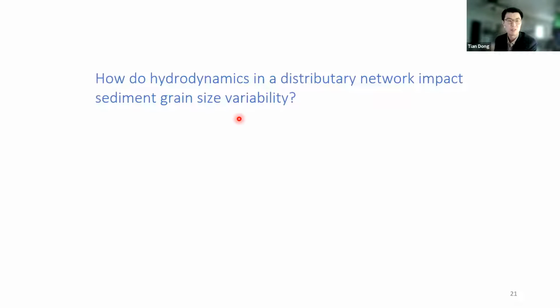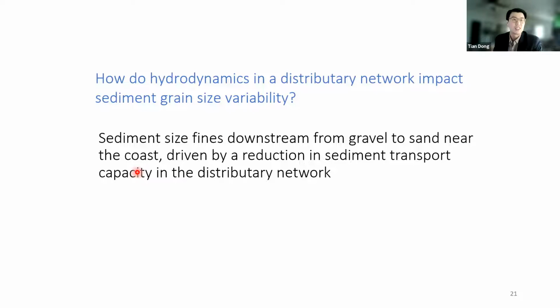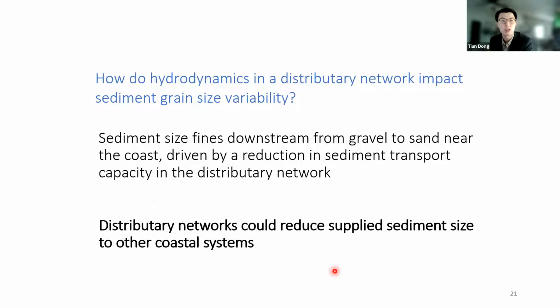So this answers our first question, which is: how do hydrodynamics in the distributed channel network impact grain size variability? The answer is that the grain size fines downstream from gravel to sand near the coast. This is driven by a reduction in sediment transport capacity in the distributed channel network. And the broader implication for the coastal community is that a distributed channel network could, over short time scales, reduce the sediment supply to other coastal systems.